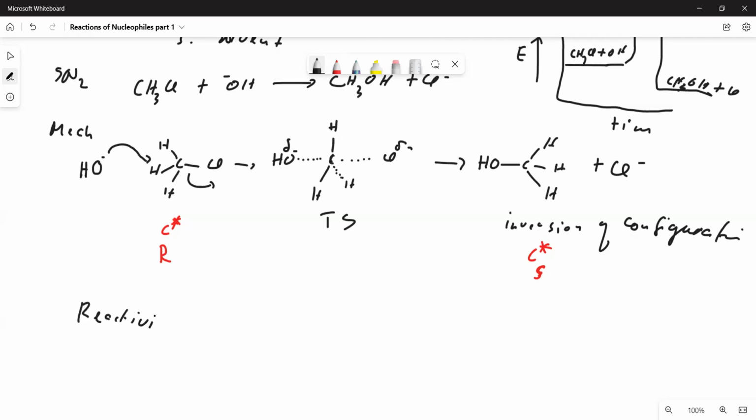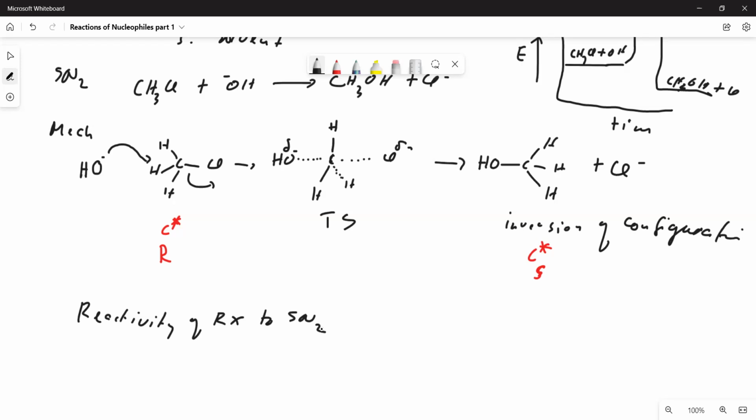Reactivity of alkyl halides towards SN2 reaction, meaning which is the most reactive: the simplest alkyl halide like methyl chloride, or the more crowded alkyl halide like tertiary?